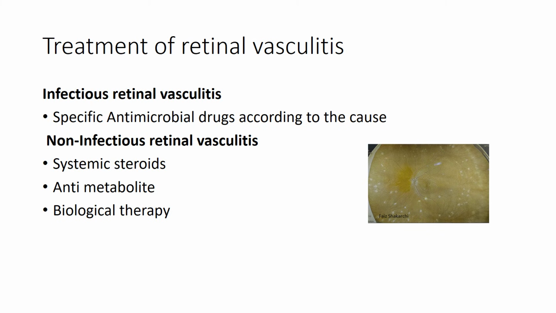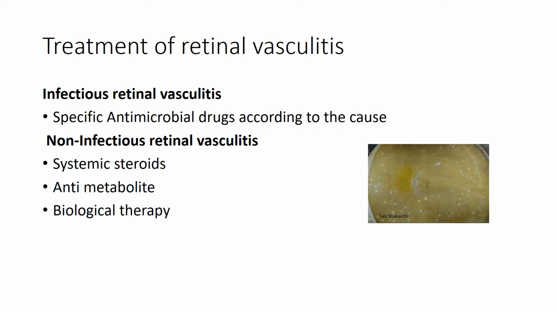The treatment of retinal vasculitis is according to the underlying etiology. In infectious cases, treatment must be started with specific antimicrobial drugs according to the causative agent, while in non-infectious cases, treatment follows a stepwise approach using three main classes of drugs. Class 1, systemic corticosteroids, are used as a first line of treatment, providing rapid control of the inflammation. But due to the potential side effects associated with long-term use, they should be tapered gradually and discontinued within a few months.